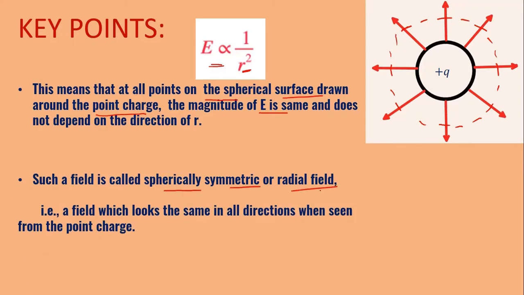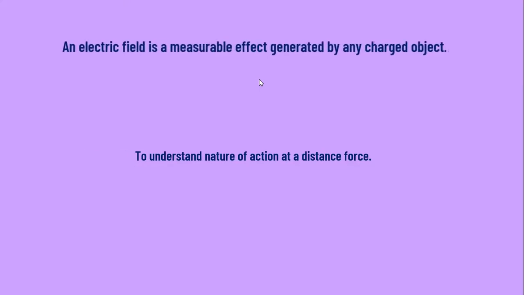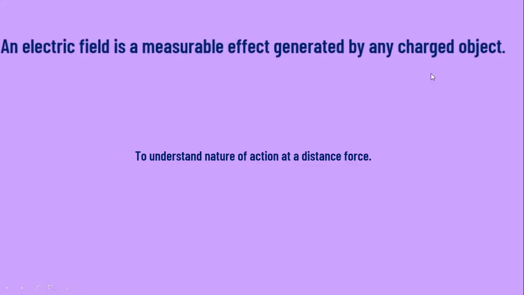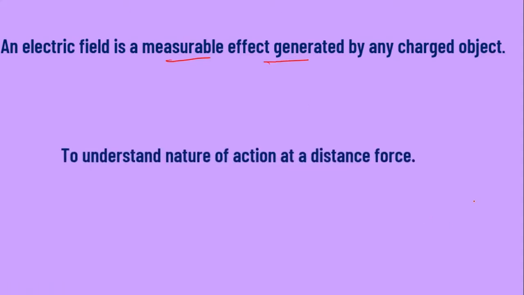That is the most important point. Why is the electric field a radial field or spherically symmetric? Because at all the points on the spherical surface drawn around the point charge, the magnitude of E is the same. That is why it is called spherically symmetric. Now, what is the importance of the electric field? By this time you might have understood that electric field is a measurable effect generated by any charged object. Next, in order to understand the nature of the action at a distance force, whether the force will be repulsive or attractive, the concept of electric field helps us to determine that.